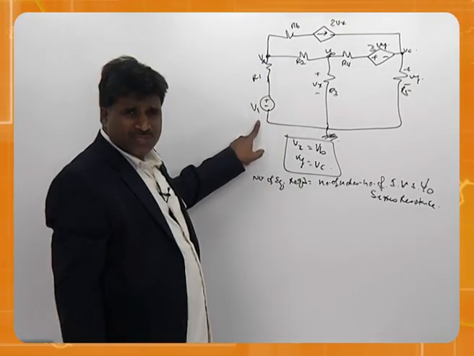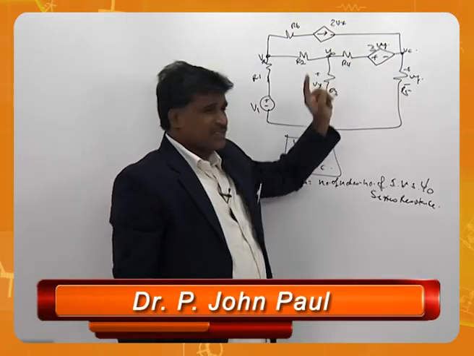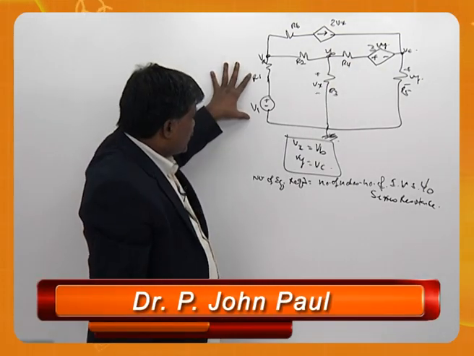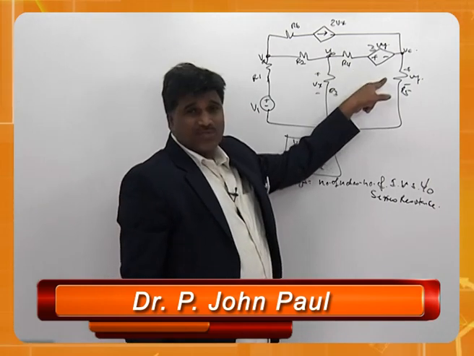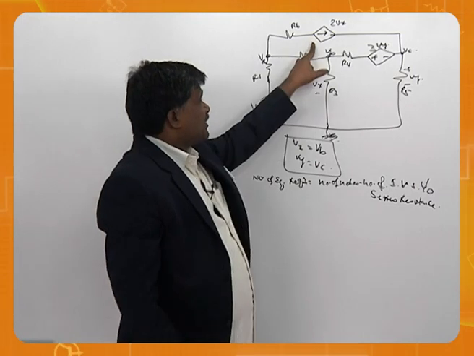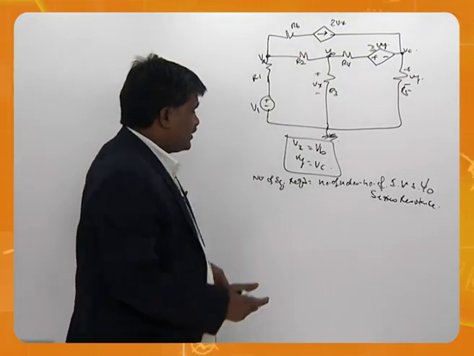Now please look at here. This is a voltage source, series resistance. This is a voltage source, series resistance. This current you know because voltage by resistance. This current also you know because voltage by resistance. This current anyway you know, because that itself is a current.